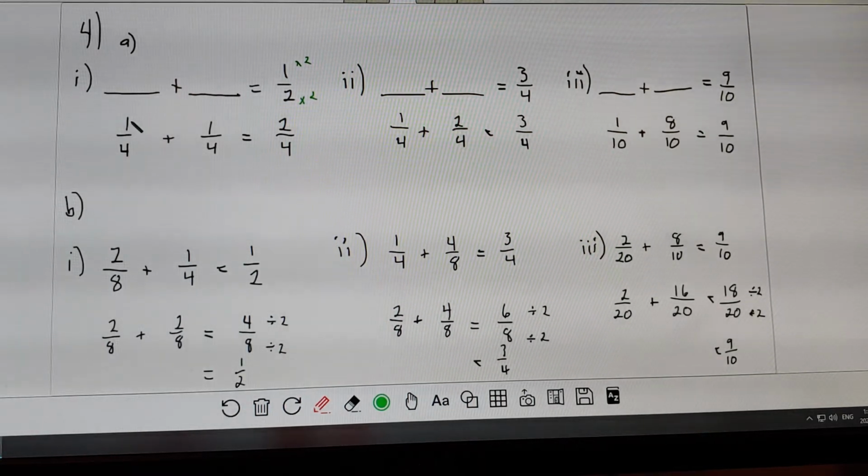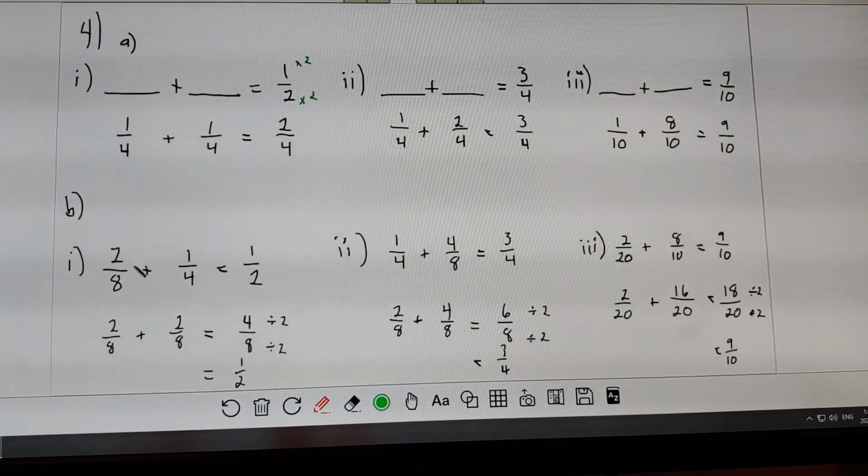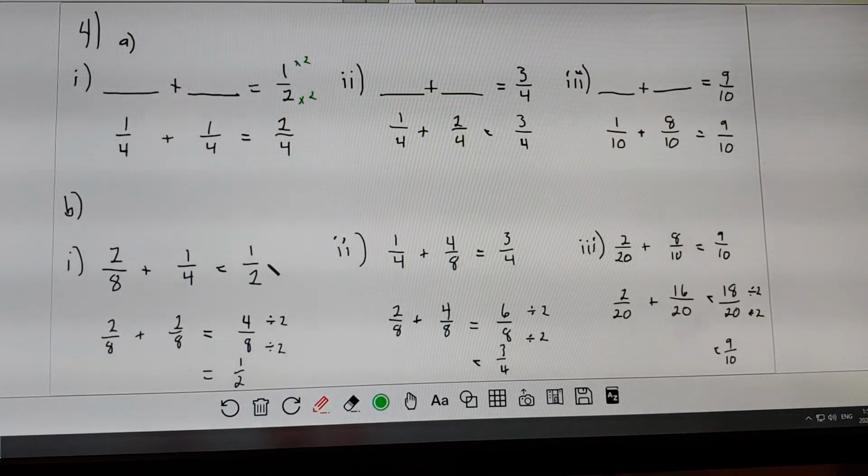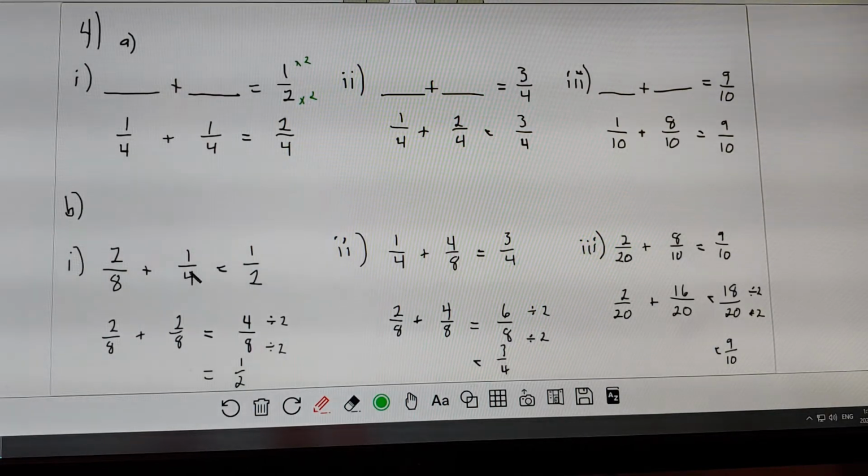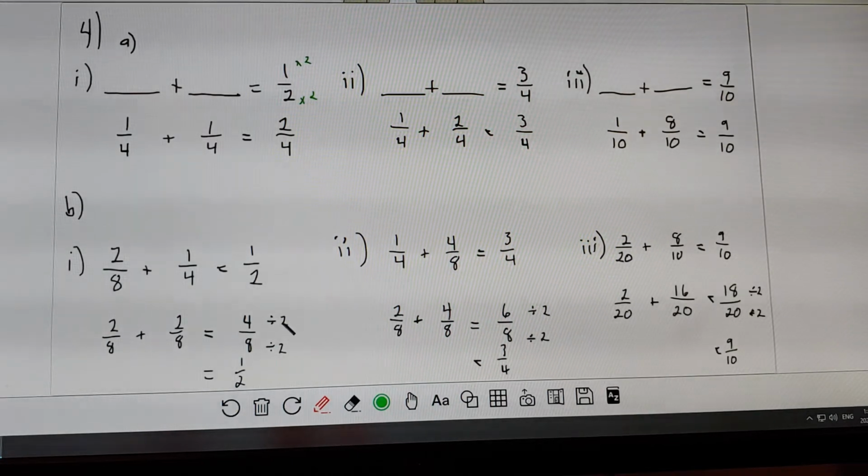So 1 quarter, if I multiply both of these by 2, 1 times 2 is 2, 4 times 2 is 8. So that's still a quarter. It's still worth the same amount. So when I add that to a quarter, I'm going to get a half. And just to prove it, I put them both as fractions over 8. So 2 eighths plus 2 eighths gives me 4 eighths. Drop this in the lowest terms by dividing by 2, and I get a half.